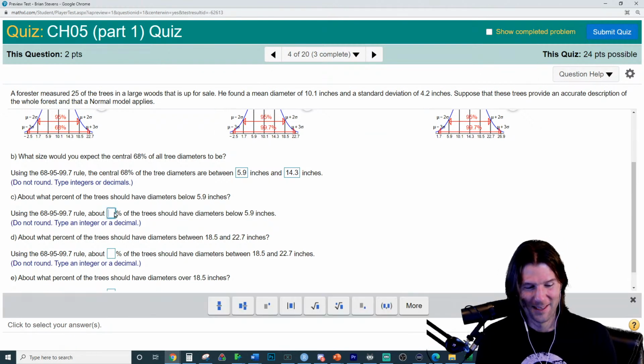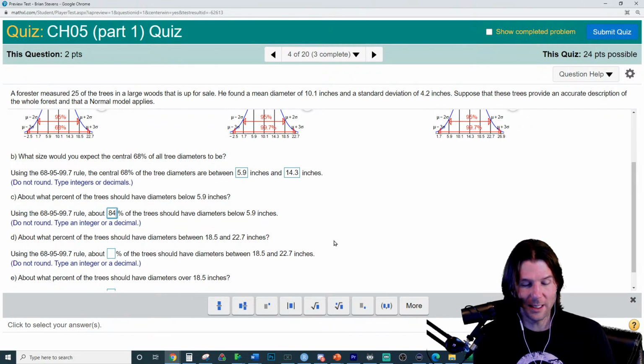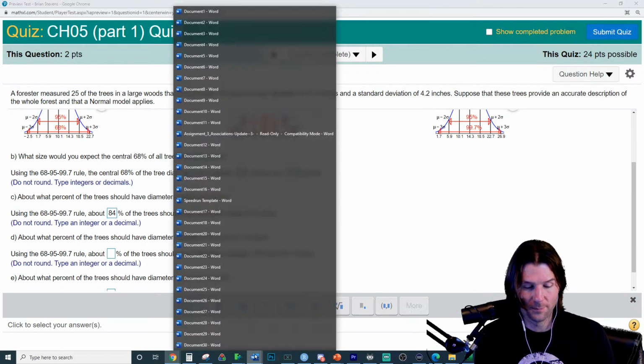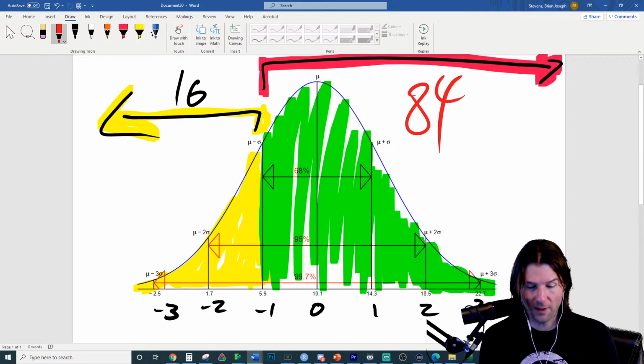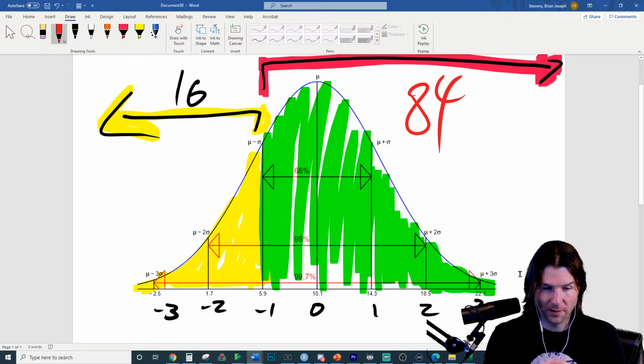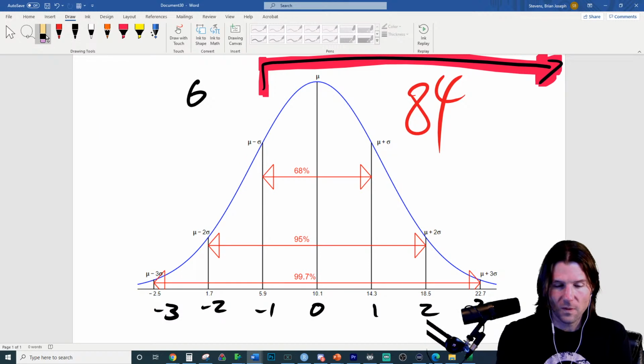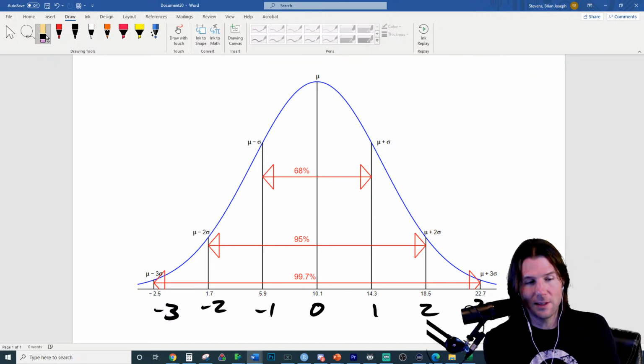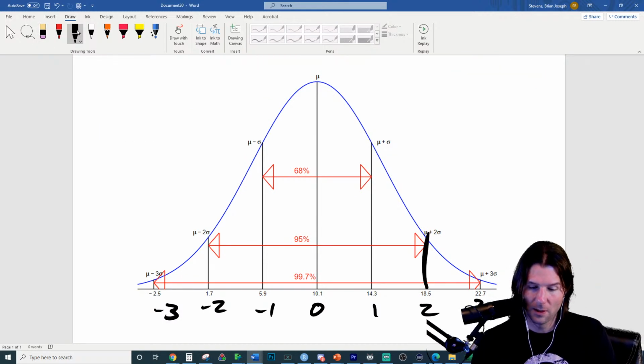Can't overuse it. Maybe you can. So now we want to know diameters between 18.5 and 22.7. Here's where the cheat sheet makes life so easy, but you have to be careful. You have to know how to do this.